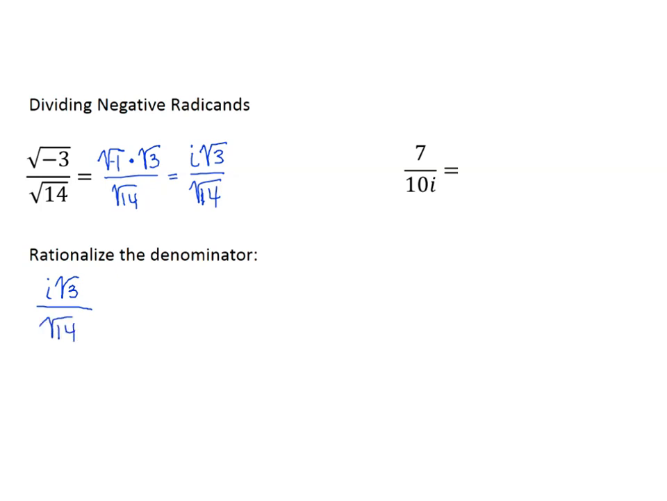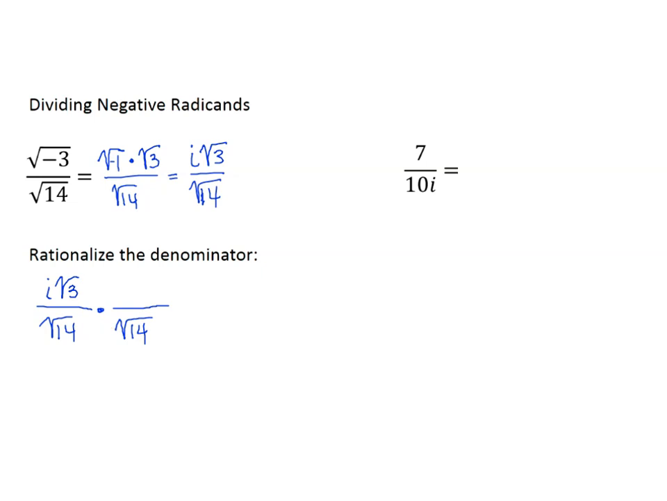In order to rationalize the denominator, we need to multiply the top and the bottom by whatever is going to get rid of that radical. So we know if we have a radical 14 and we multiply it by itself, then the radical will be gone and we'll just be left with the 14. So that's what we're going to do. If we multiply by radical 14 down here, we know that radical 14 times radical 14 is just going to give us 14. And that will eliminate the radical, which is what we're trying to do.